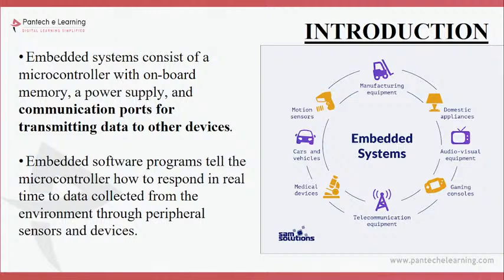Performing some specific task is called a system. An embedded system is a combination of software and hardware, using some mechanical components to do some specific task. An embedded system consists of a microcontroller with onboard memory, a power supply, and some communication ports for transmitting the data to other devices. These communication ports use protocols like UART to send the data to the devices.